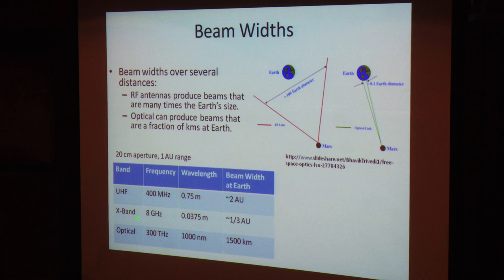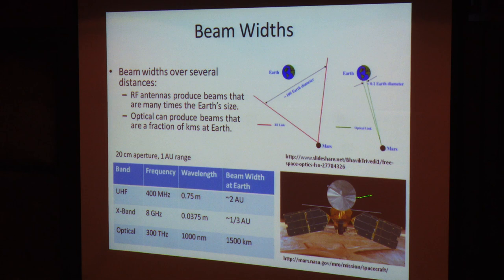So I should mention that in this case, X-band is actually used to transmit from Mars. So the example is MRO, which is orbiting Mars today. But because we still want to do better than this 1/3 AU, we don't use a 20 centimeter aperture. The antenna size that it's actually using is 3 meters wide.